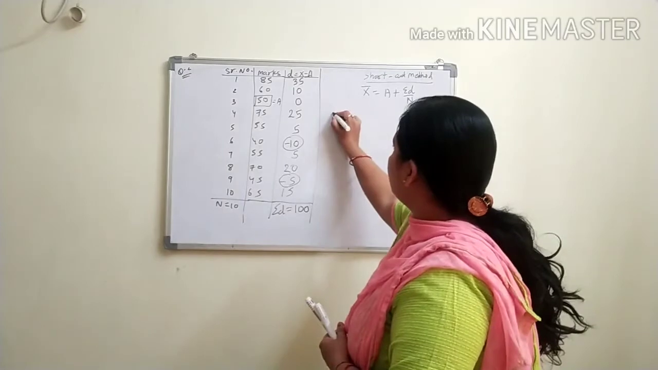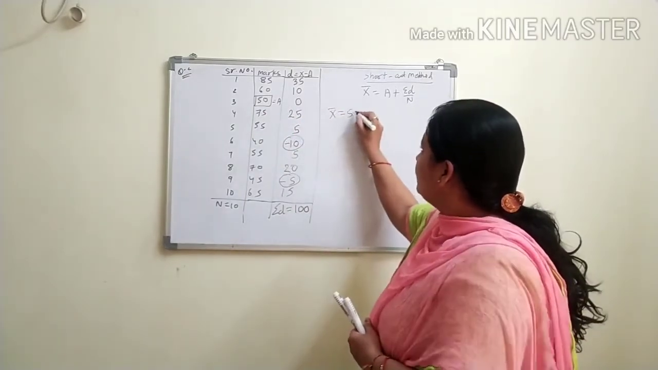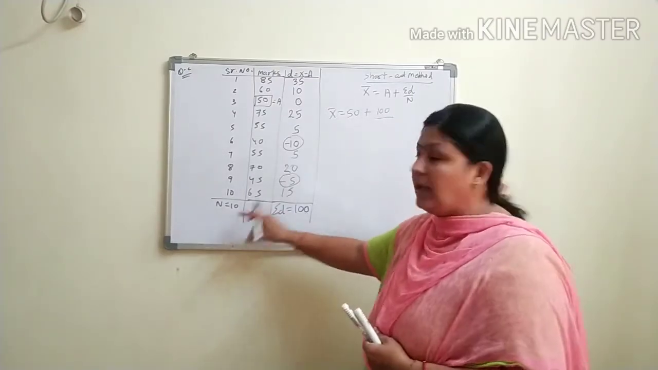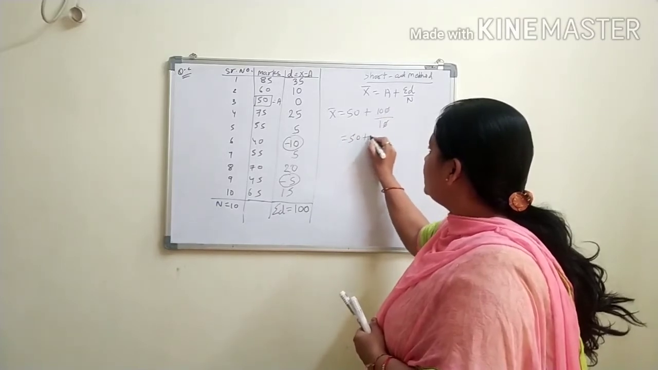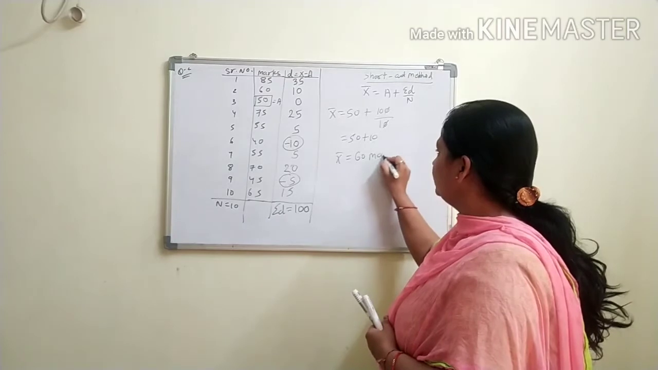Now put the value in the formula. X bar equal to, what is your a? 50. So 50 plus 100 upon 10, and 10, 0, 0. So 50 plus 10. So x bar equal to 60 marks.